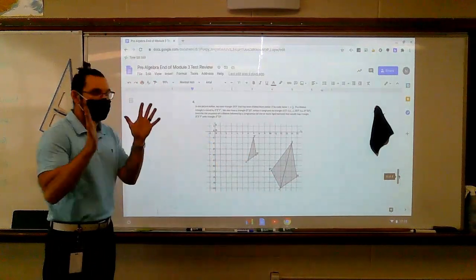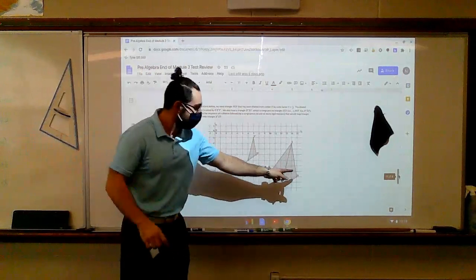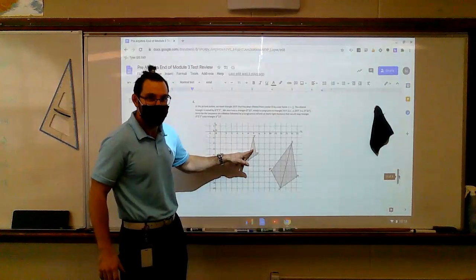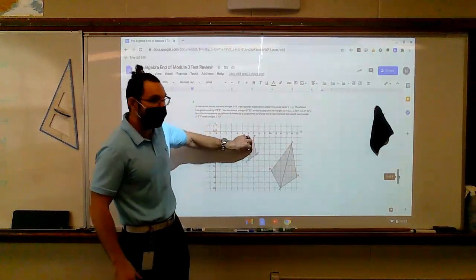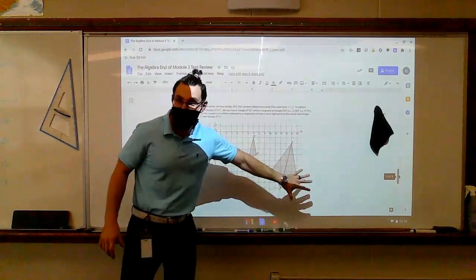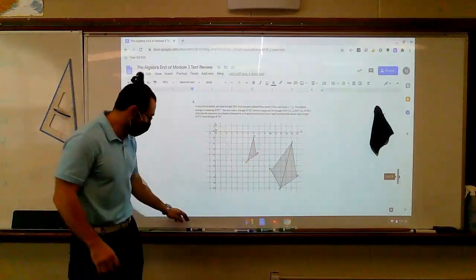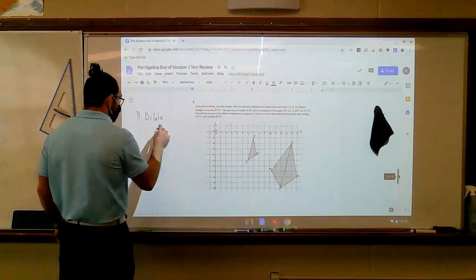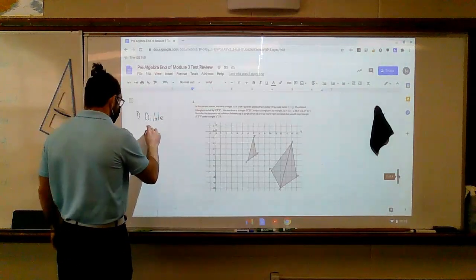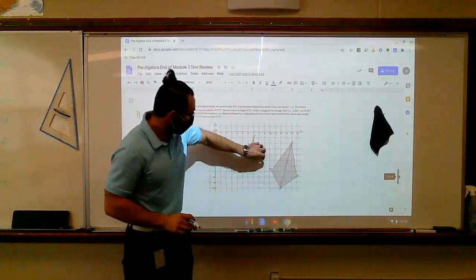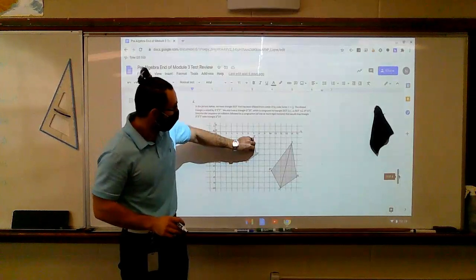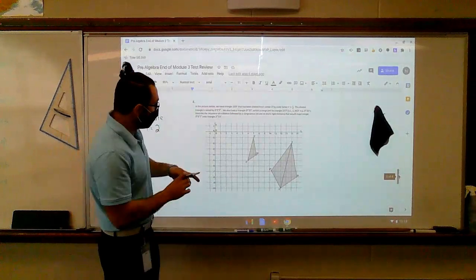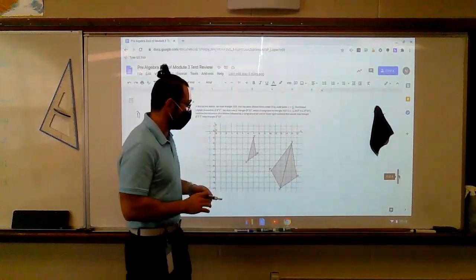Well, here's our thing. To get from DEF, we shrunk it by 1/2. The scale factor was 1/2 to get it here. How do I get it back to being big? And we talked about this. So step 1 is dilate. If we're doing the opposite, we use the inverse. So instead of dilating by 1/2, we're going to dilate by 2. So now this has become this one again.